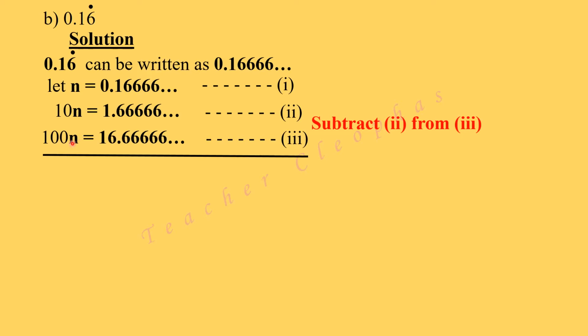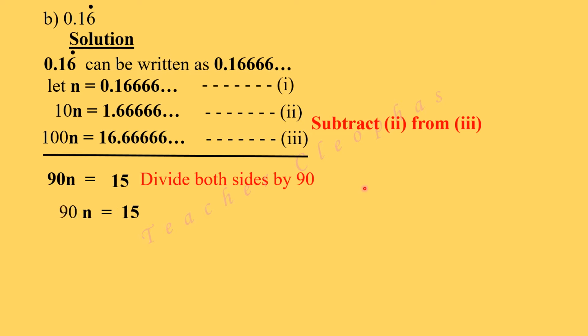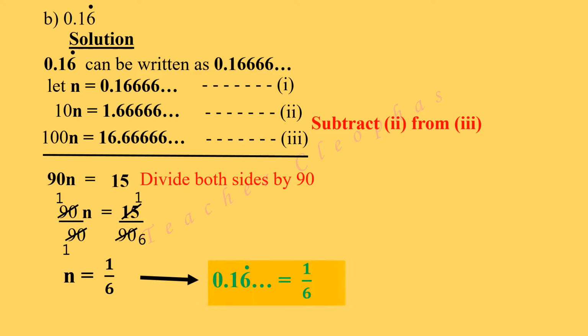100n minus 10n gives us 90n equals 16.6 recurring minus 1.6 recurring gives us 15. So we need to divide both sides by 90, and once we do this, we simplify by cancelling out. So by 90 we have 1, by 90 we get 1, and by 15 we get 1, by 15 we get 6. So it means that n equals 1 over 6, and therefore the solution to our equation is 1 over 6.